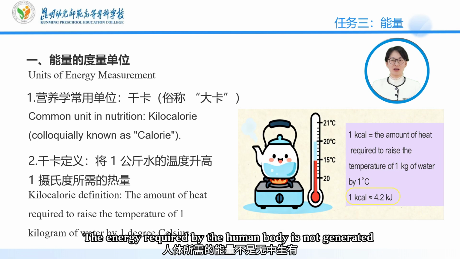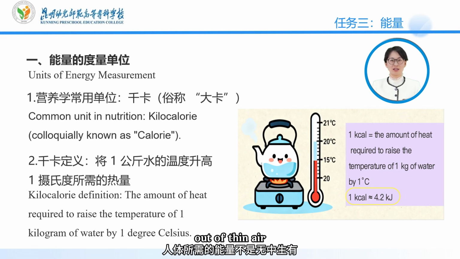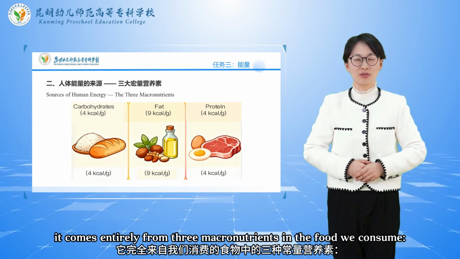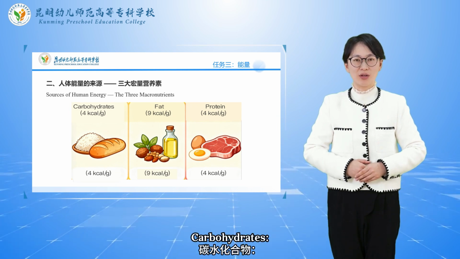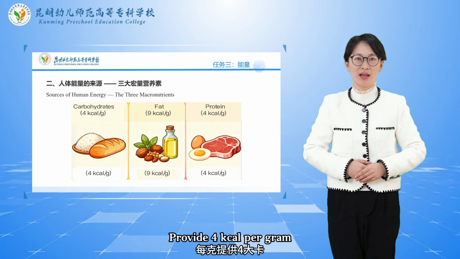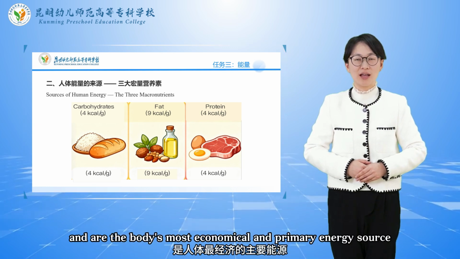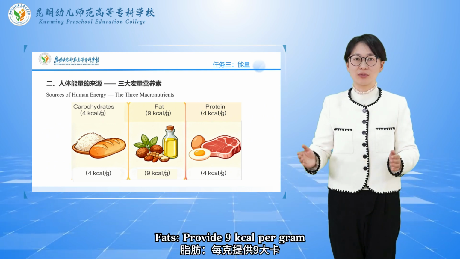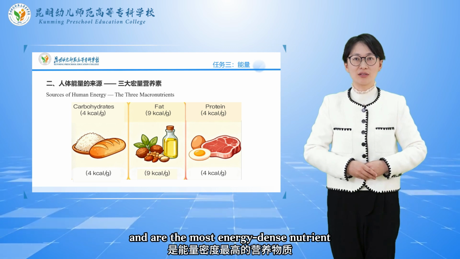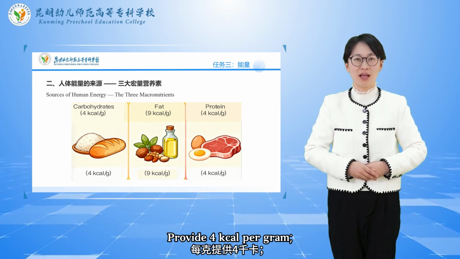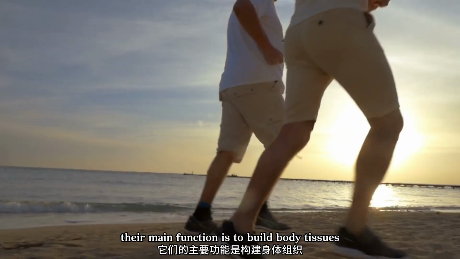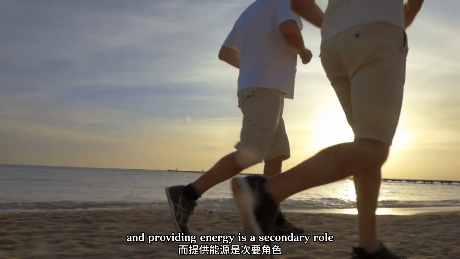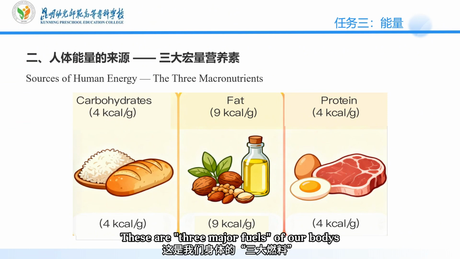The energy required by the human body is not generated out of thin air. It comes entirely from 3 macronutrients in the food we consume. First, carbohydrates provide 4 kilocalories per gram and are the body's most economical and primary energy source. Second, fats provide 9 kilocalories per gram and are the most energy-dense nutrient. Third, proteins provide 4 kilocalories per gram. Their main function is to build body tissues, and providing energy is a secondary role. These are the 3 major fuels of our bodies.